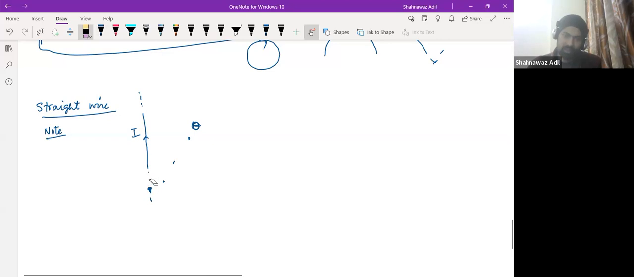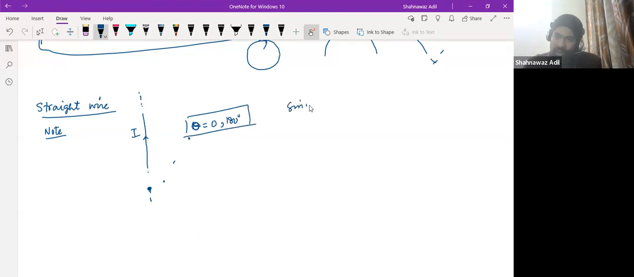right? So theta may be 0, and if we are calculating at this point, that would be 180, right? So both the cases are possible. So sine 0 or sine 180 is how much? That is 0, right? Yes, sir.